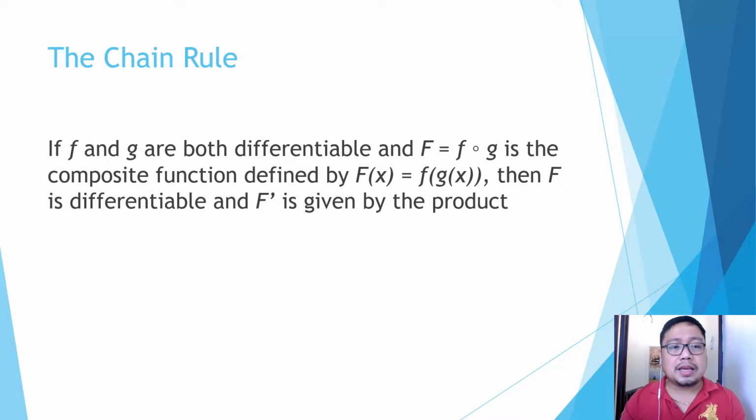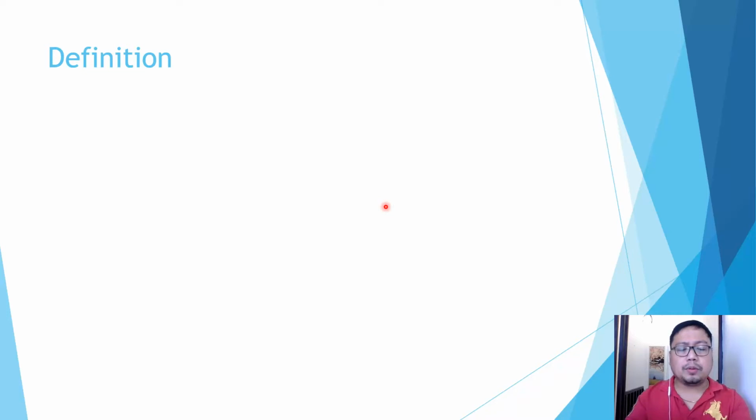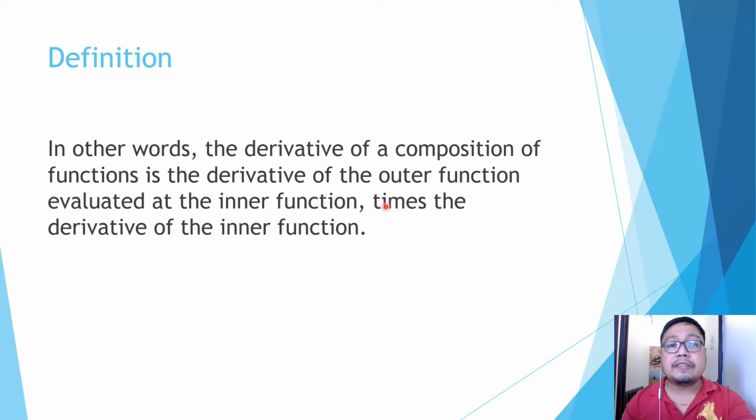The chain rule. If f and g are both differentiable and F equals f composed of g is the composite function defined by F of x equals f of g of x, then F is differentiable and F prime is given by the product F prime of x equals f prime of g of x times g prime of x. In simple words, the derivative of a composition of functions is the derivative of the outer function evaluated at the inner function times the derivative of the inner function.